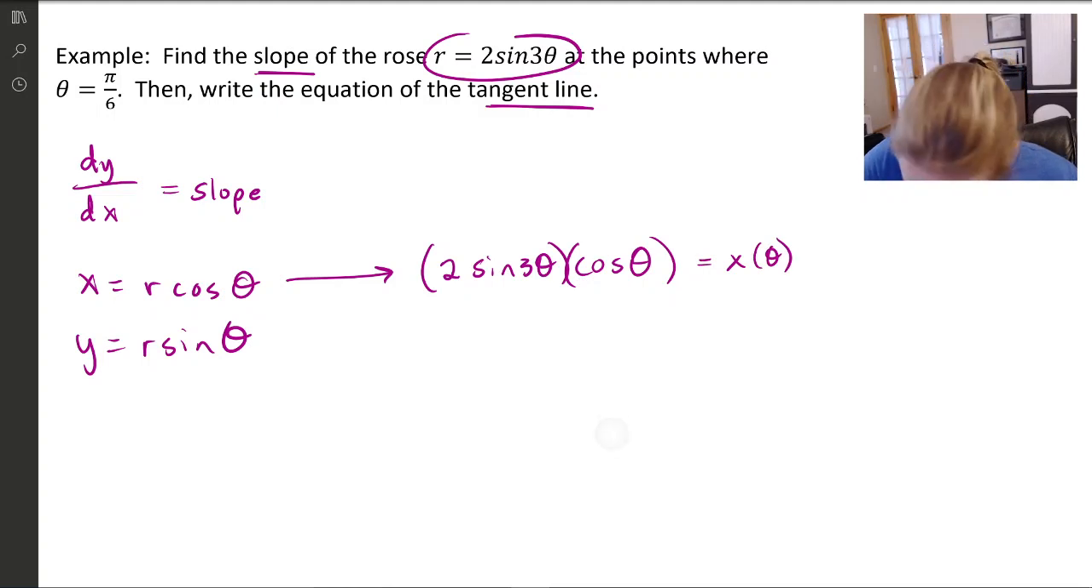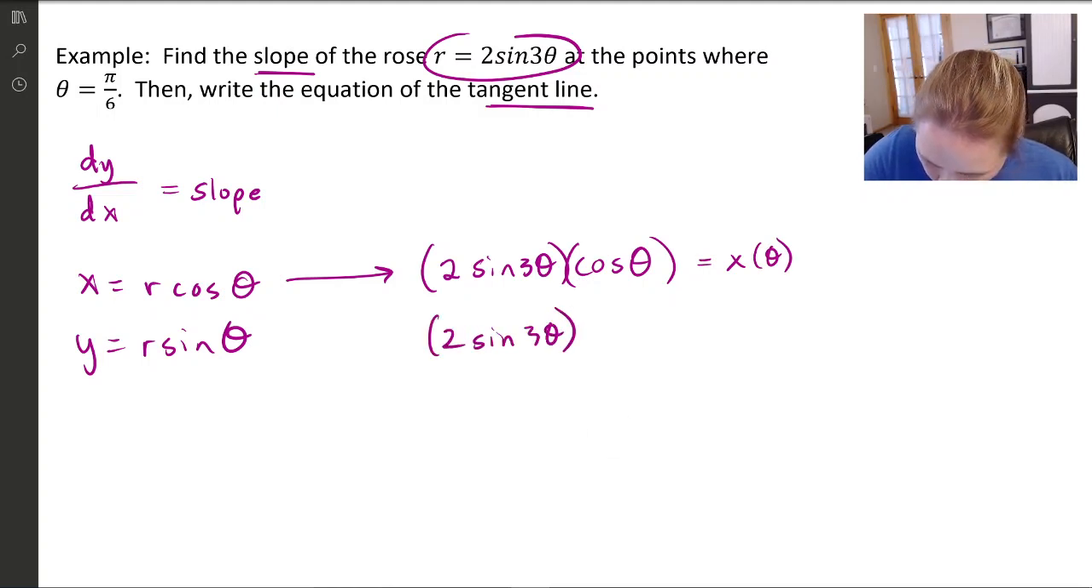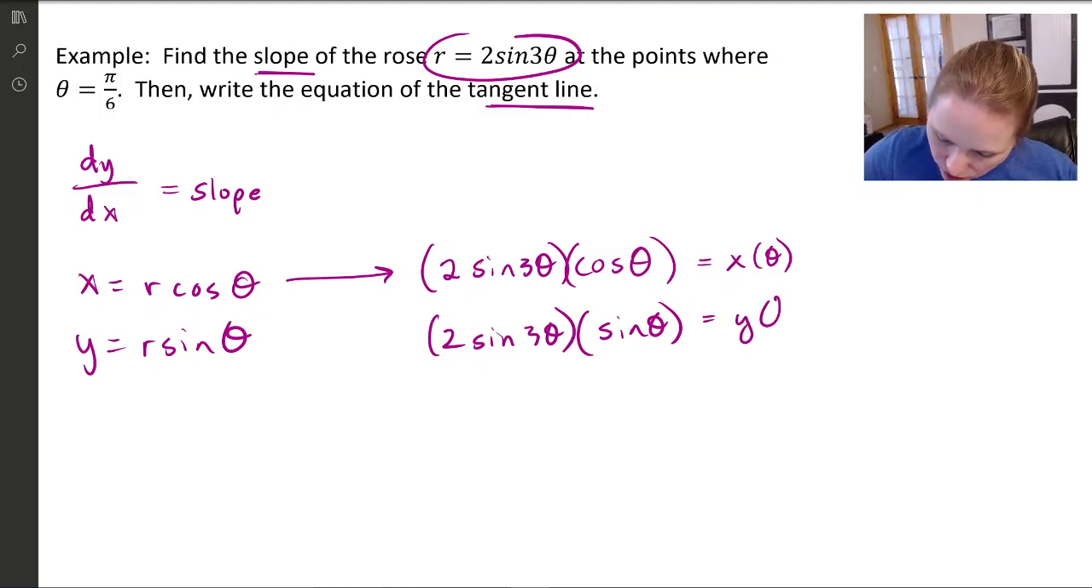x of theta. And then same thing here, 2 sine 3 theta, and then you're going to multiply with lots of parentheses, sine theta. So r is the equation when we're doing these parametrics. So this is my y of theta. So to find dy/dx, I need to find the derivatives of each of these equations. So I'm going to evaluate those derivatives at the value pi over 6.